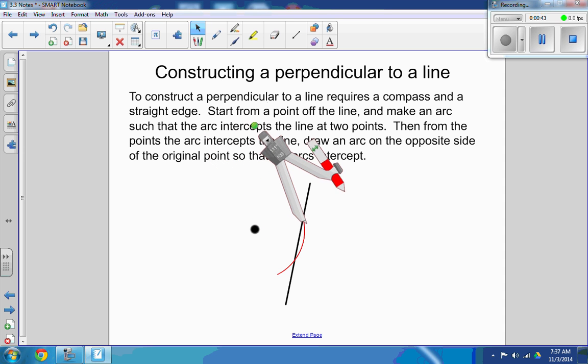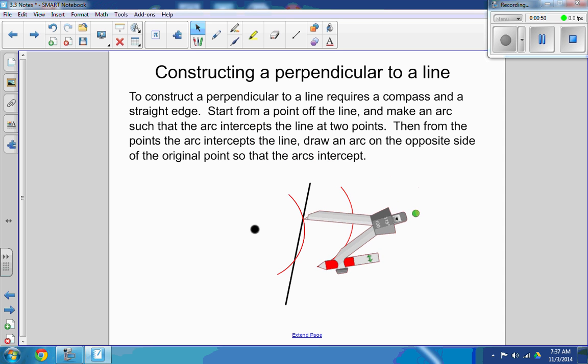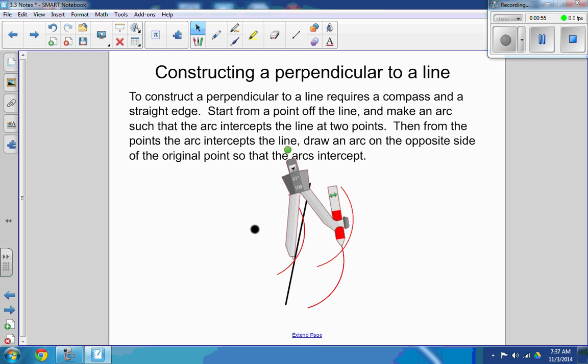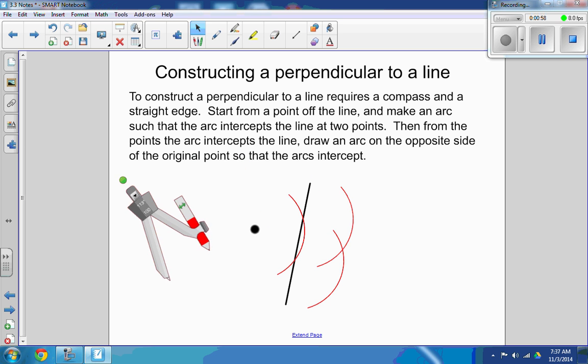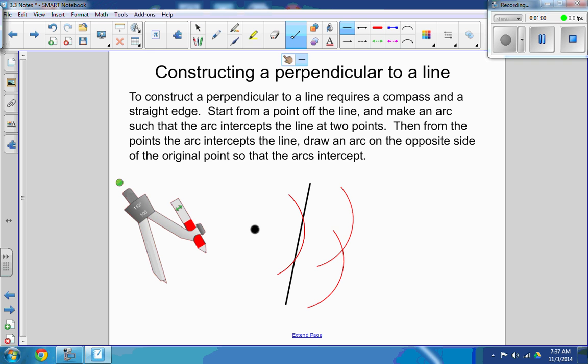From those intersection points, I'm going to draw an arc, and then at the other intersection point, I'm going to draw another arc. You'll notice that these two arcs intercept each other. Now I connect from my point to where the two arcs intercept, and what I've created is a perpendicular. Those intercept each other at 90 degrees. So that's how we construct a perpendicular to a line.